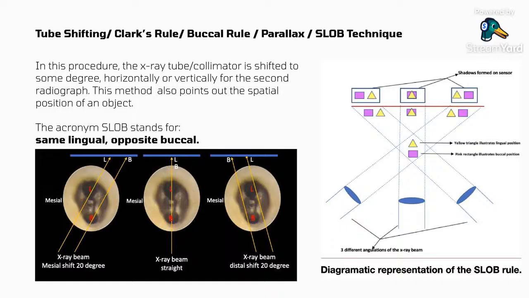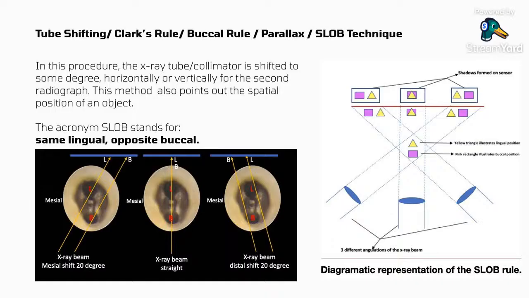How and what is a slop technique? Let's try to understand that. I want you all to focus on the diagrammatic image that I've placed on your right side. You can see that there is a blue tube. This is the collimator, the X-ray tube. And in front of it is an object, a yellow triangle and a pink rectangle. I'm going to say yellow and pink.